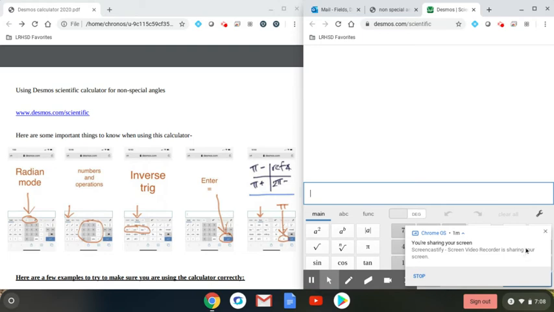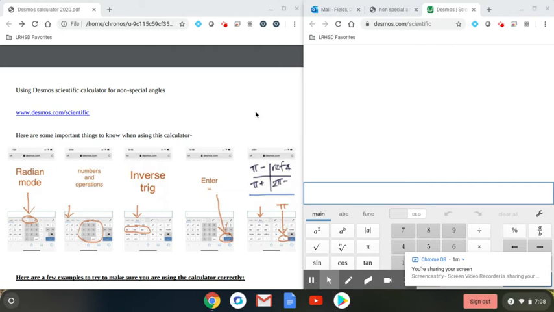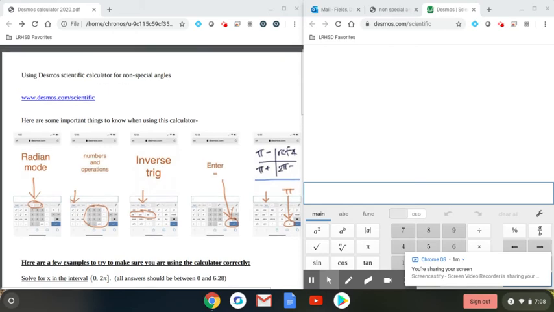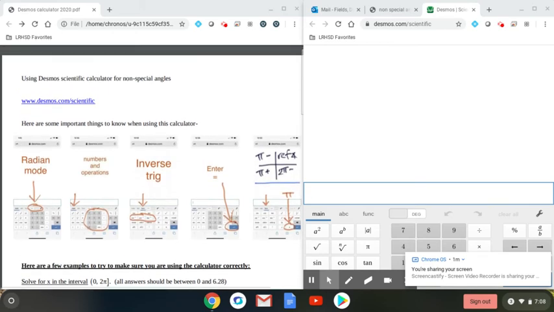If you remember from class, anytime we see non-special angles, we have to use our calculator. If you have a graphing calculator at home and you remember how to do this, great. You might not even need this video. If you don't have your graphing calculator at home and maybe left it in your locker, this video is really going to be helpful, because we're going to use Desmos, a scientific calculator on your computer, to evaluate these non-special angles.